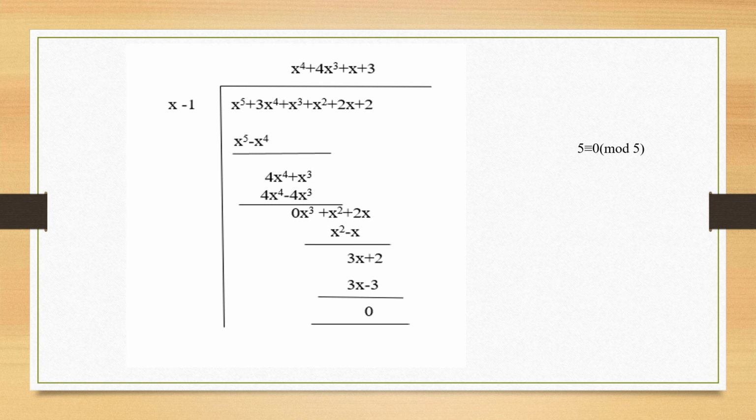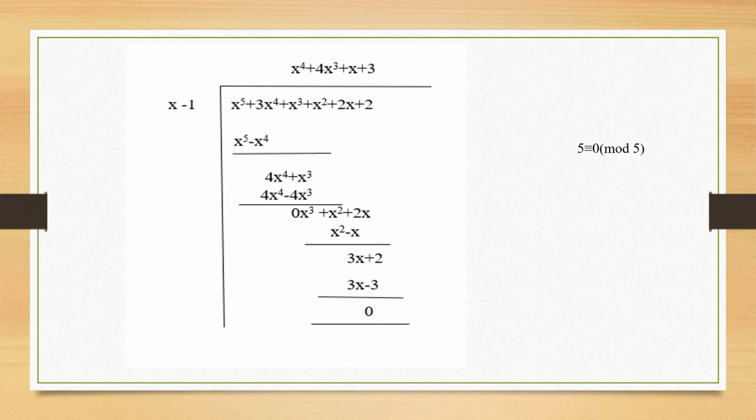Again take 4x^4 divided by x, you get plus 4x^3. Take 4x^3, multiply by x - 1, and your answer is 4x^4 - 4x^3. Again change the sign, 4x^4 is cancelled, and here you get 5x^3. Since it's modulo 5, 5 is not allowed. So dividing 5 over 5, your remainder is 0, so you replace it by 0.